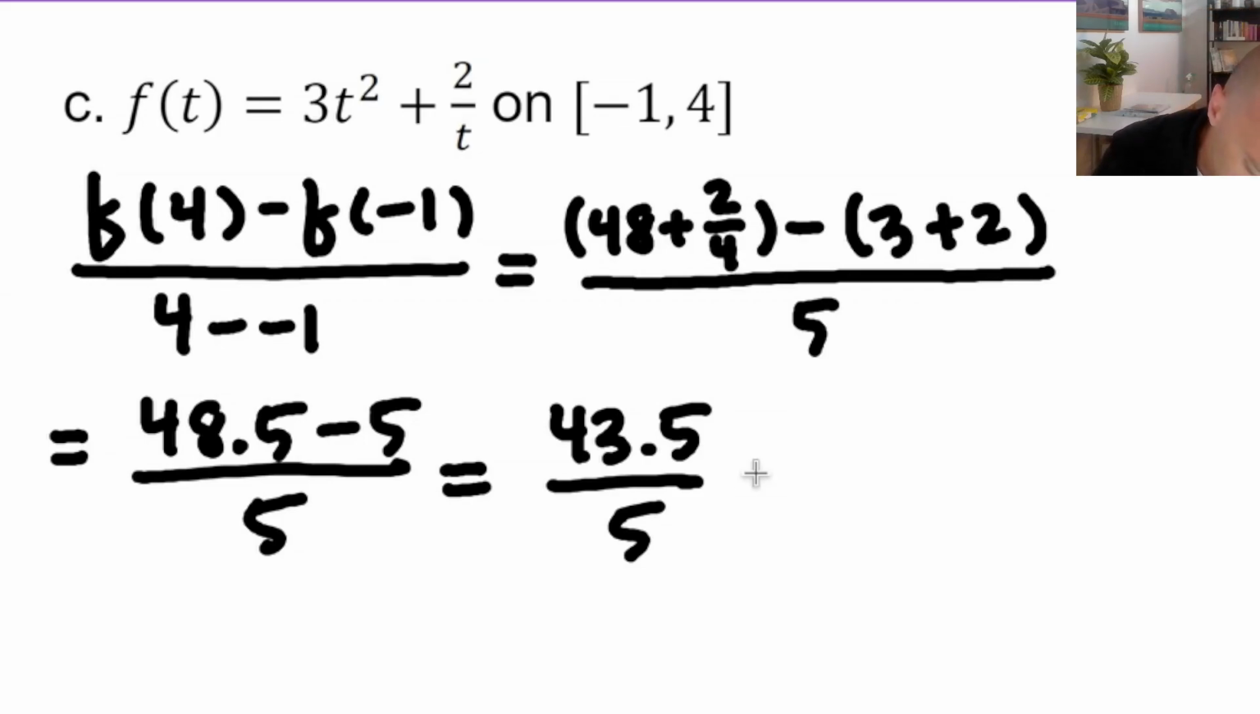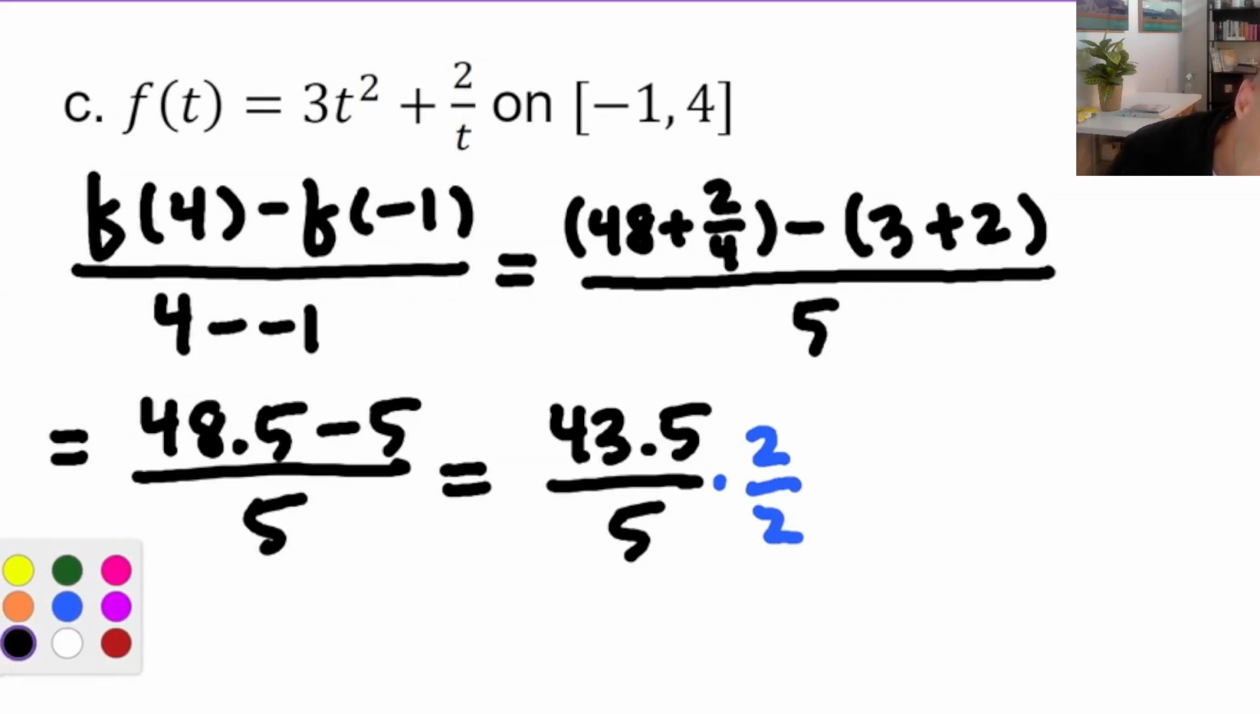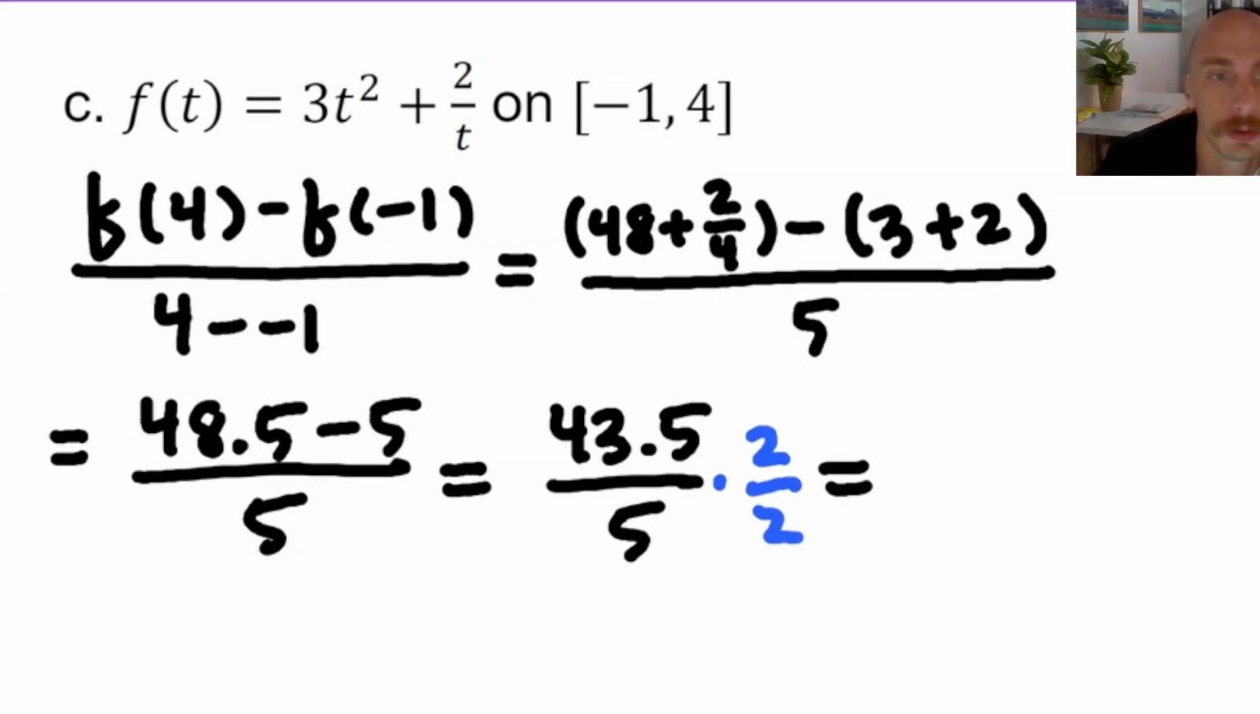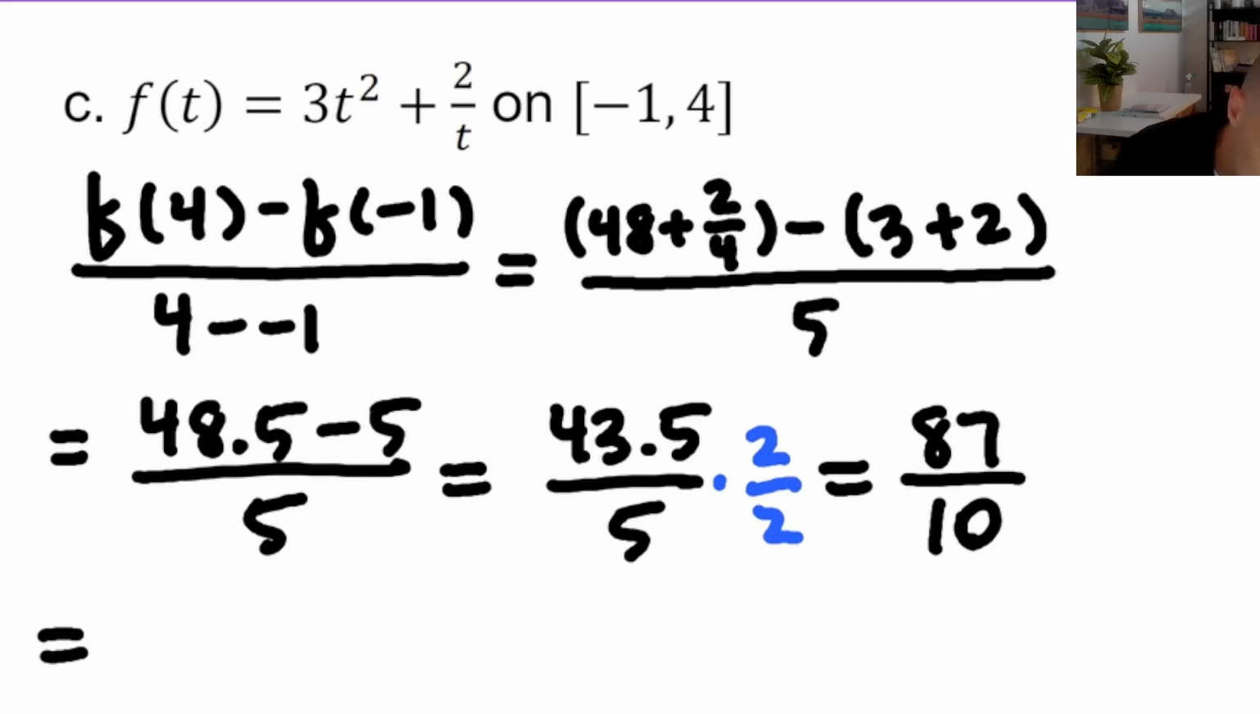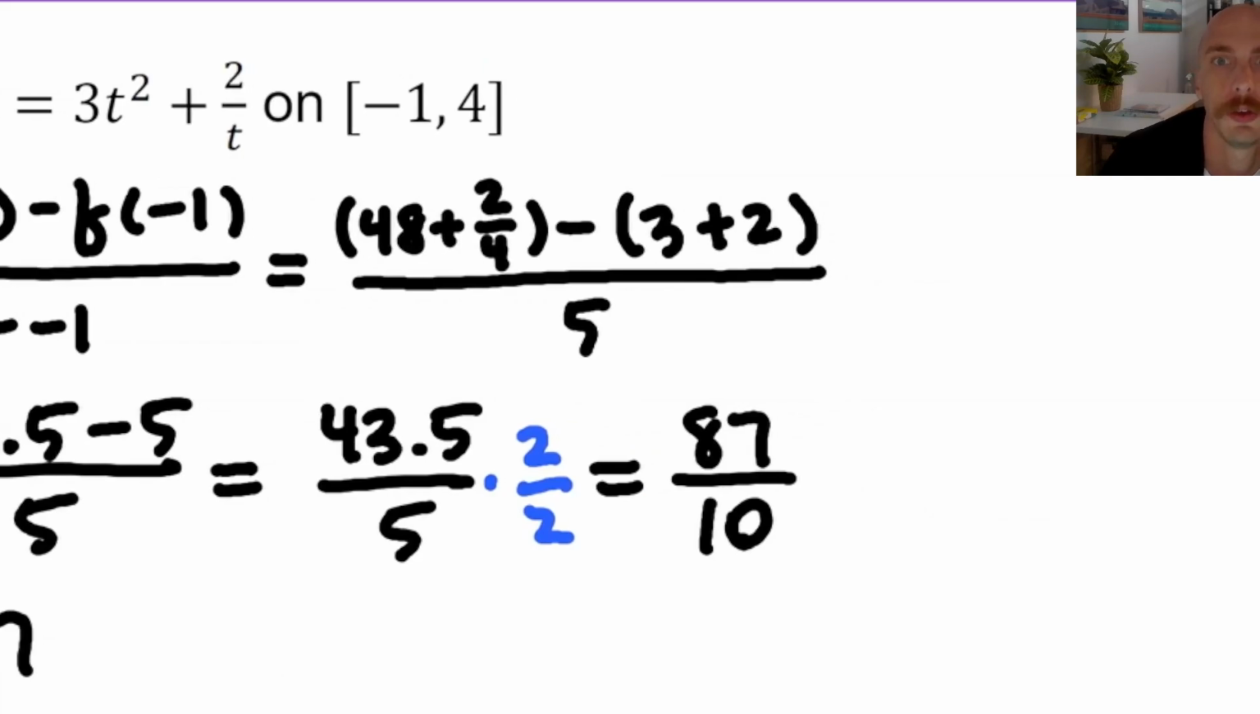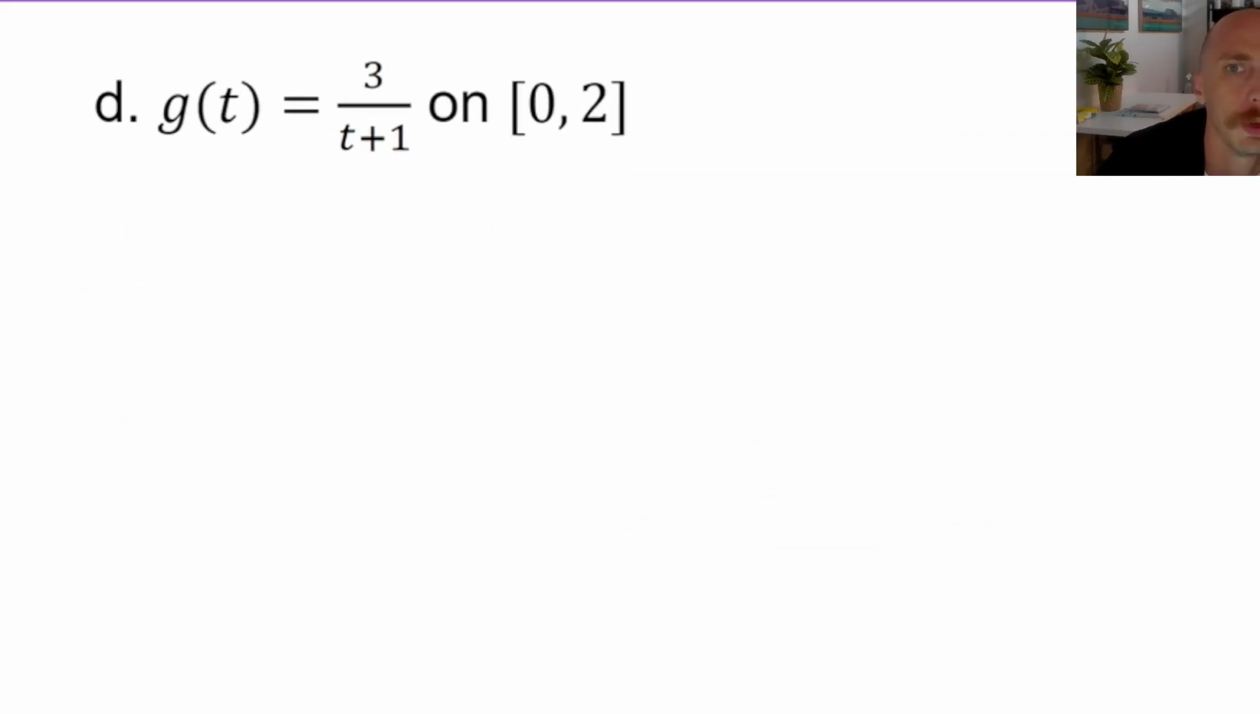But I'll show you something you could do: we could multiply this thing on top and bottom by 2. So we wouldn't be changing the fraction, we'd be doing a little something with it. And 43 times 2 is 86, plus another one would be 87, divided by 5 times 2 is 10. And if we divided 87 by 10, let's say that that was equal to 8.7. If we had to. Maybe not, I don't think we had to.